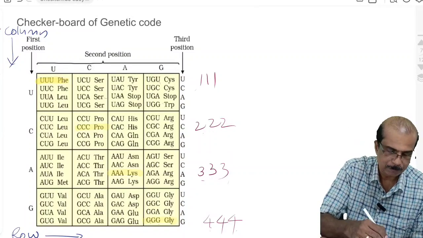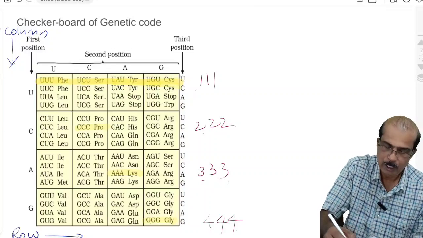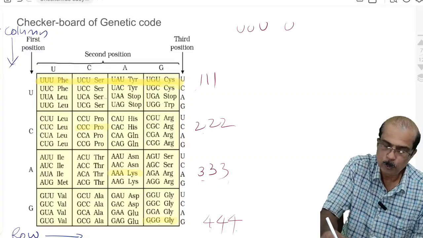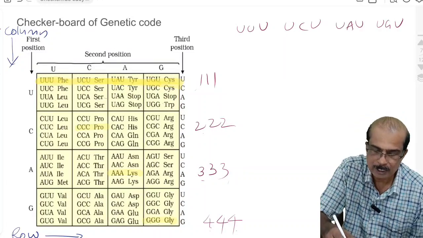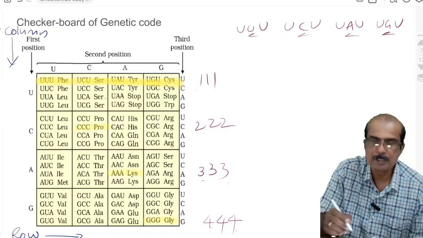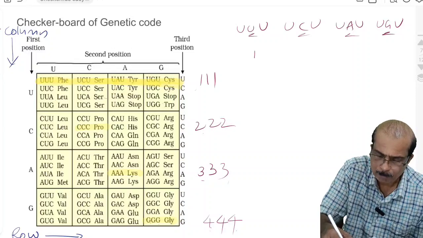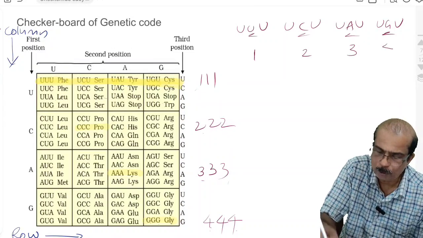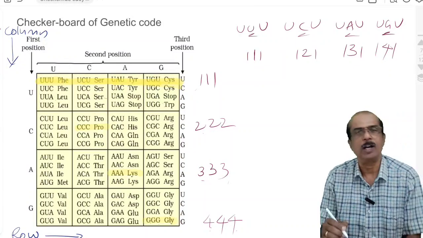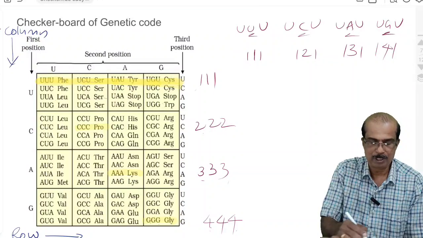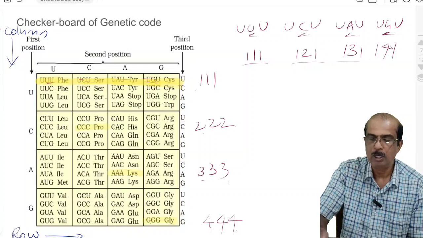What are the first codons in this checkerboard? The first codons are UUU, UCU, UAU, UGU. The difference is in the middle nitrogen base, the column number. This is in the first column, second column, third column, fourth column. The 3-digit numbers of the first amino acid codons of this checkerboard are 111, 121, 131, 141.